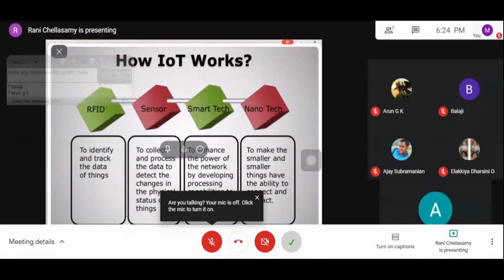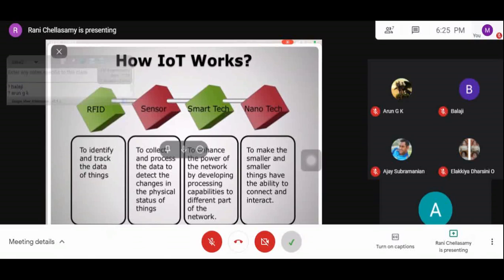So tracing the information, tracking the data, that part will be done by the RFID and sensors. The next major important role in IoT is done by the sensor. So this sensor will be used to collect the data. After collection, it will process the data to detect the changes if any changes occur in the physical status of the objects or the things. So it will detect the changes in the physical status.